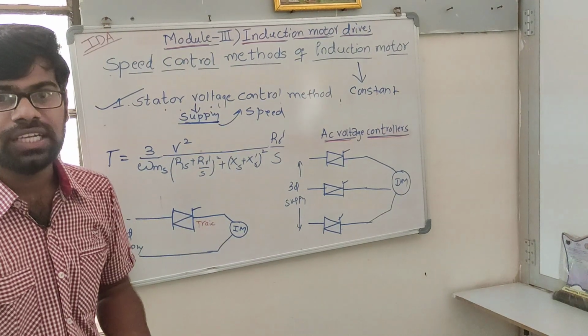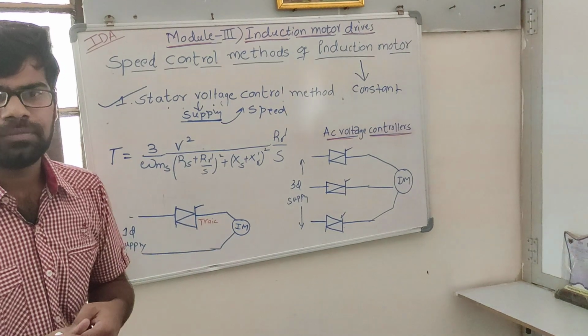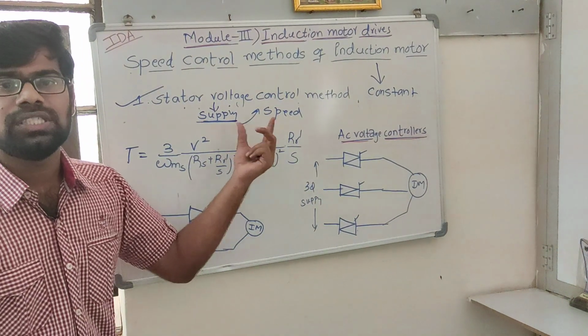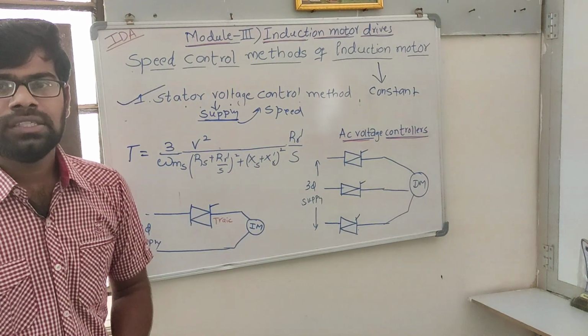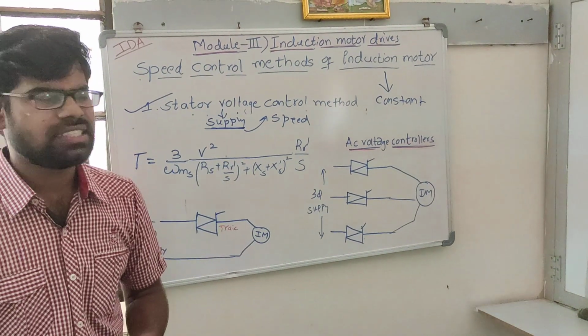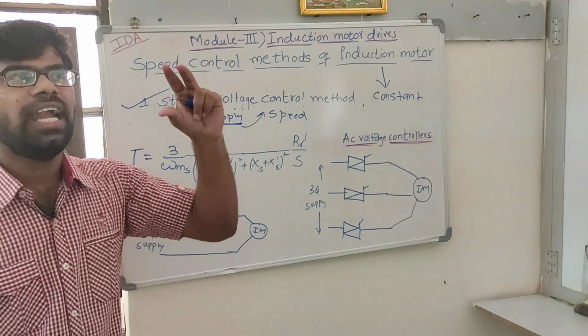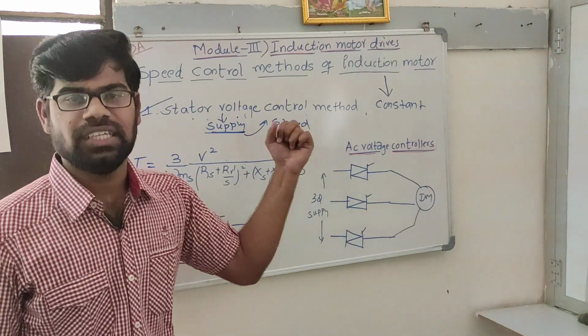Again, there is a question here: what is the relation between speed and supply? How is it possible, by controlling the supply, to change the speed of induction motor? For example, a fan. Just by varying the level 1, 2, 3, 4, your speed will change, right? The same operation happens here. So the fan and its regulator together, we can say, is the stator voltage control method.